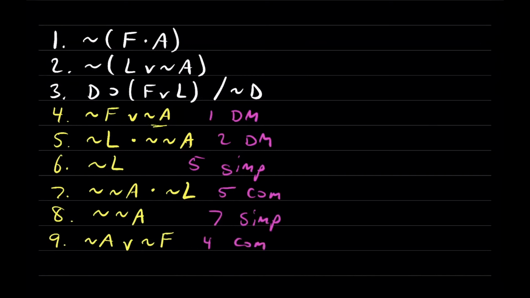Now from 8 and 9, I can do a disjunctive syllogism step to get not F on its own line. That's going to follow from 8 and 9 by DS, disjunctive syllogism. I think you can see why, right? Line 9 says either not A or not F. 8 says not A, so obviously the term on the right, not F, would have to be the case. Okay. Line 11.